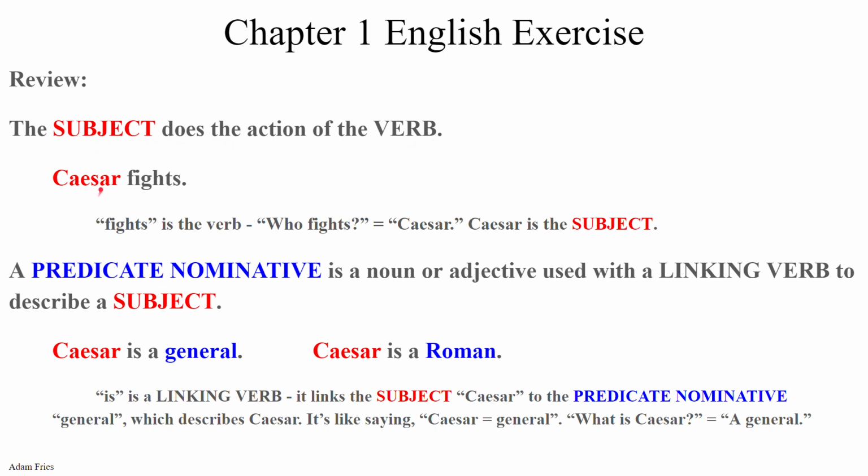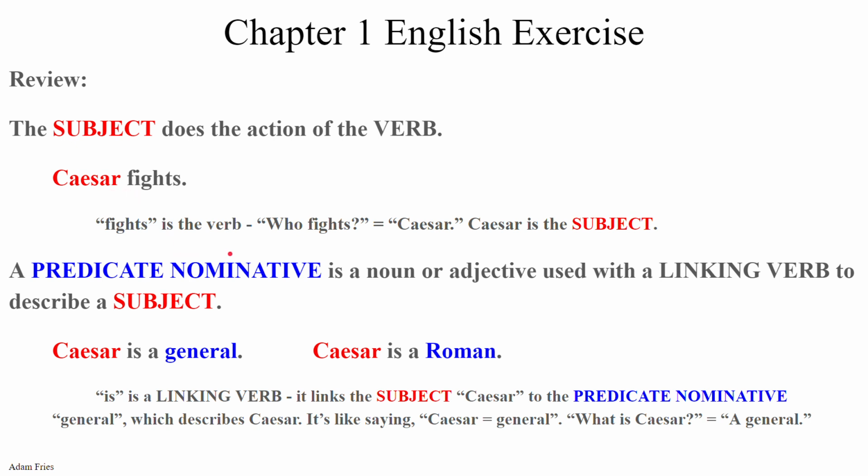So, for example, Caesar fights. Fights is the verb. Ask yourself, who does the action of the verb? Who fights? The answer is Caesar. Caesar is the subject, and in Latin will be in the nominative case.